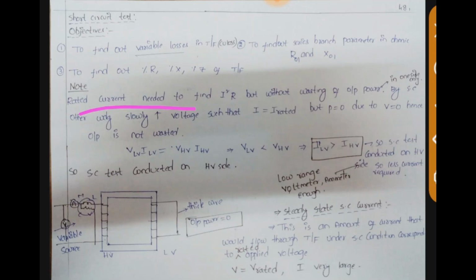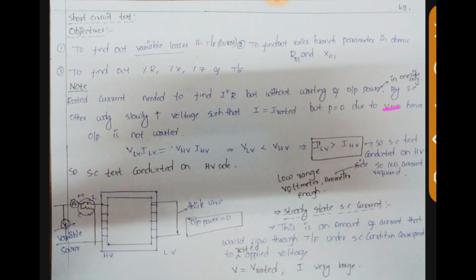See, in the open circuit test, the secondary is open, so output is 0, losses are very less, I naught current is flowing, only constant losses you are measuring. Here if you allow full load current, I square losses will be more. So to reduce the losses to 0, we are short circuiting the secondary. Means I square R is 0. Since R is 0, we have short circuited. The losses at the output are 0. Output power is not wasted here also, like in the open circuit test.